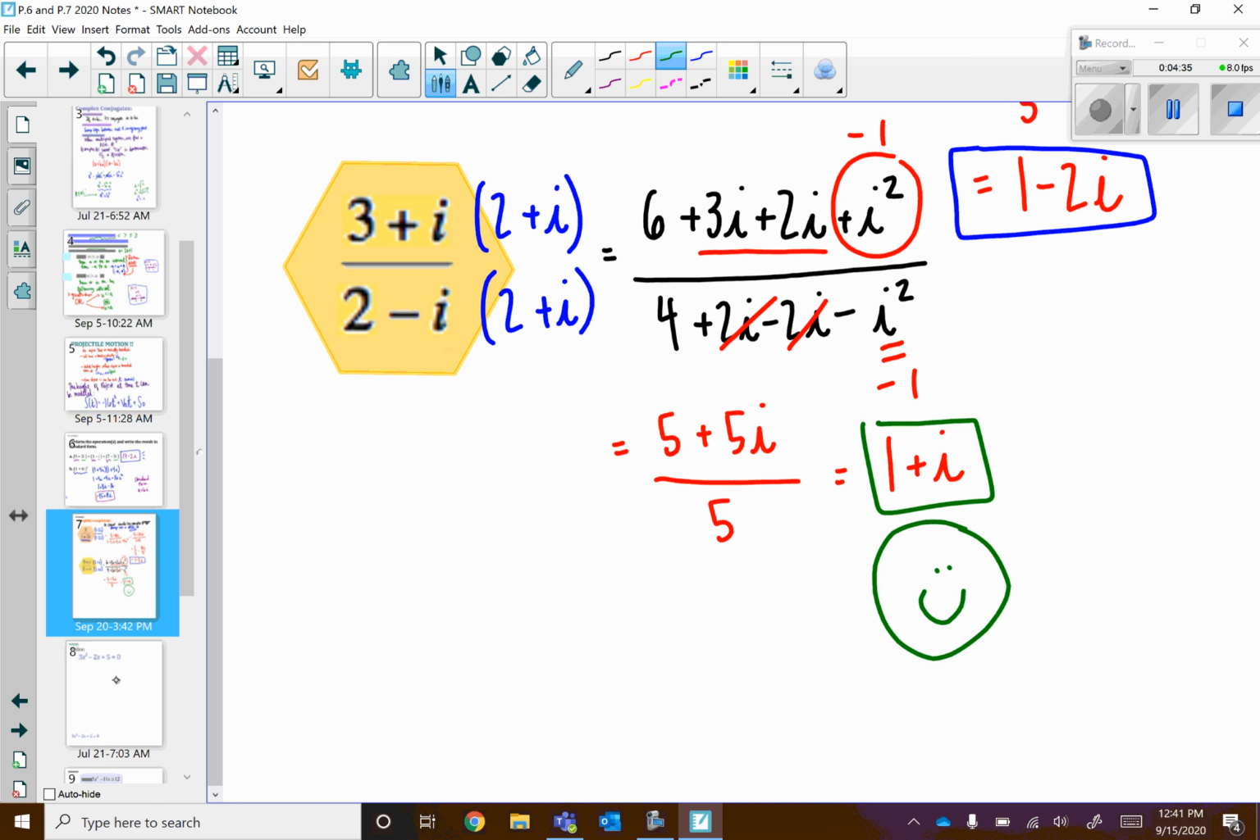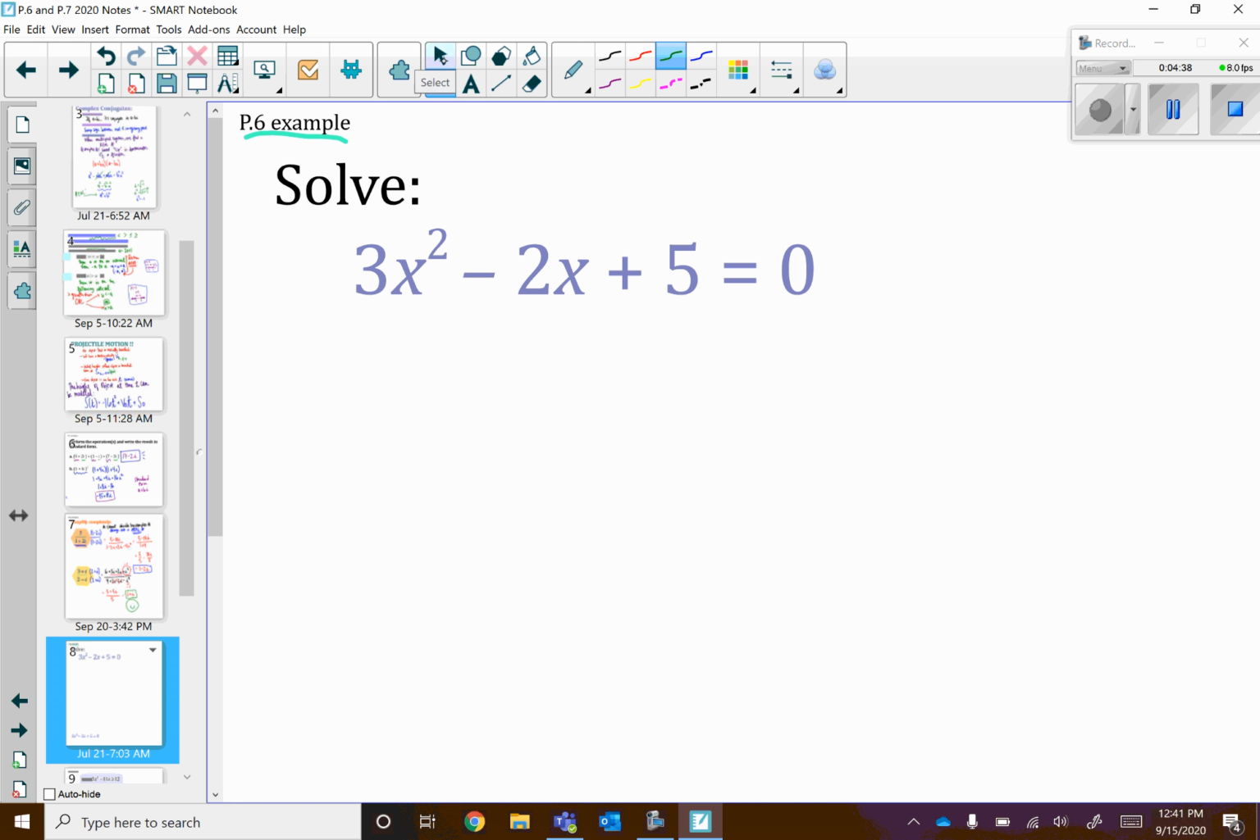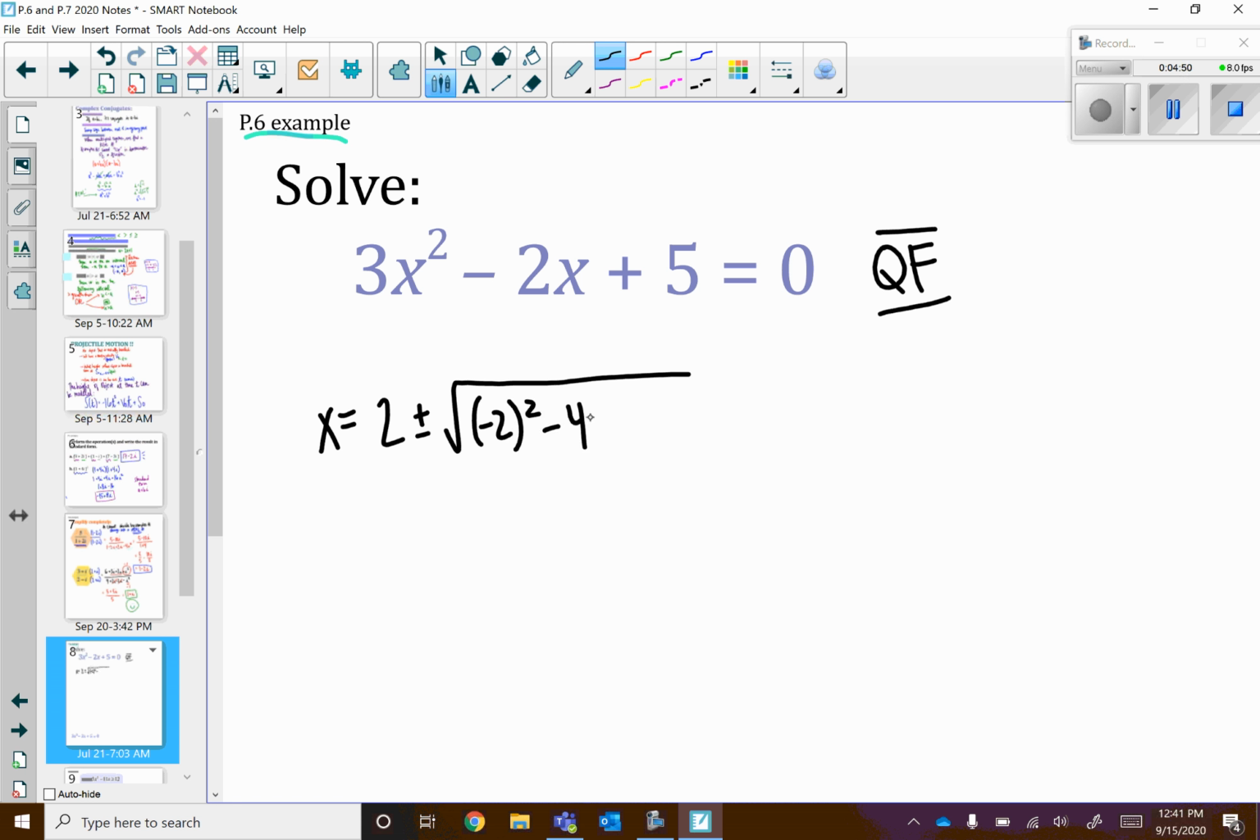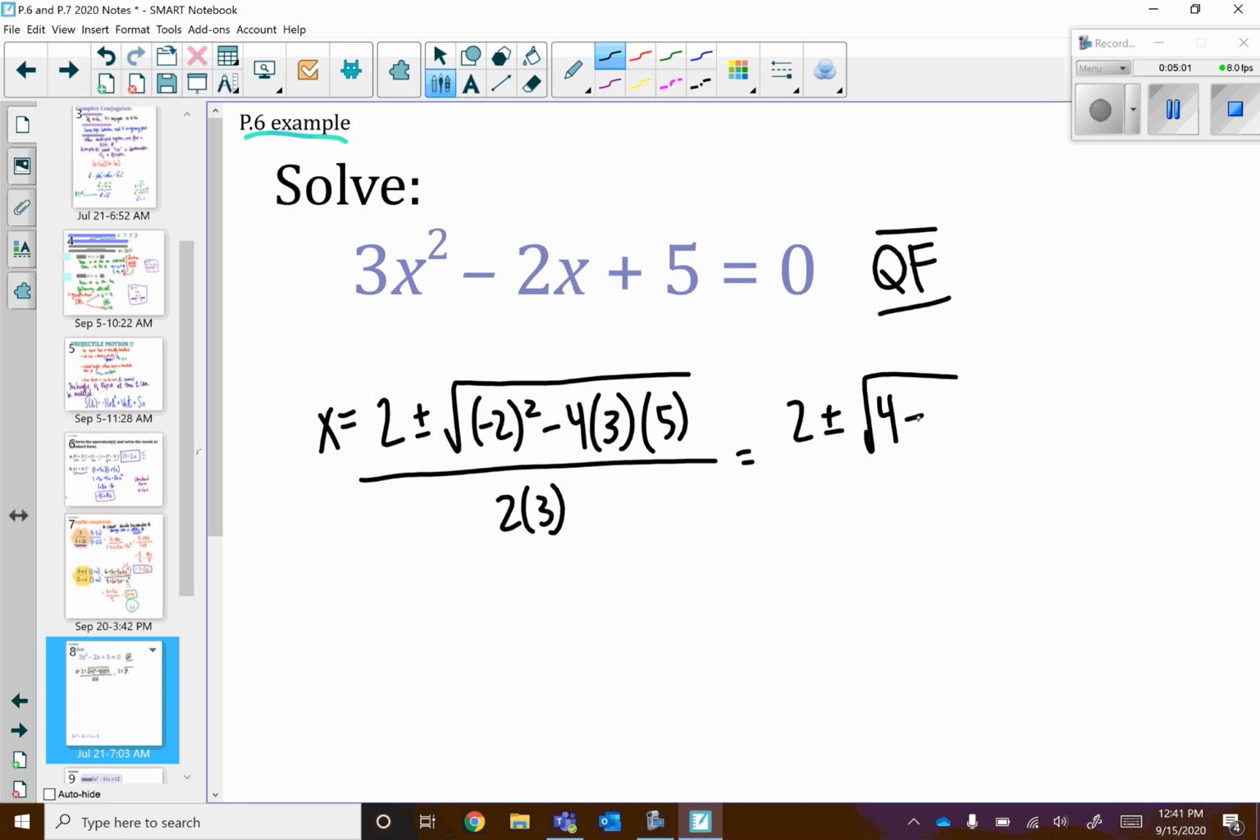Good job. The last example was this little guy, and it said solve, and I specifically asked you to use the quadratic formula here. So x is equal to negative b, so 2 plus or minus the square root of b squared, negative 2 squared, minus 4 times a times c, all over 2a. So we really have 2 plus or minus the square root of 4 minus 4 times 5 is 20. 20 times 3 is 60. All over 6. So I have 2 plus or minus the square root of negative 56 over 6.